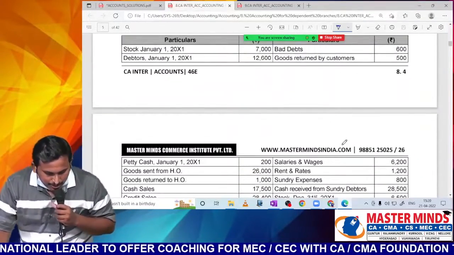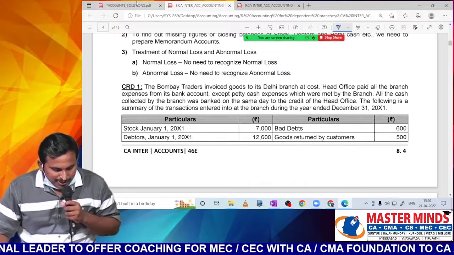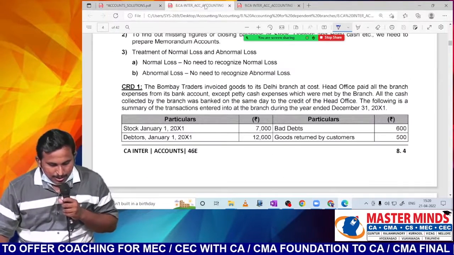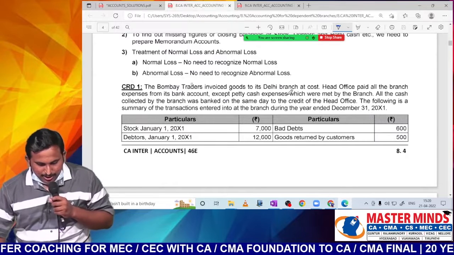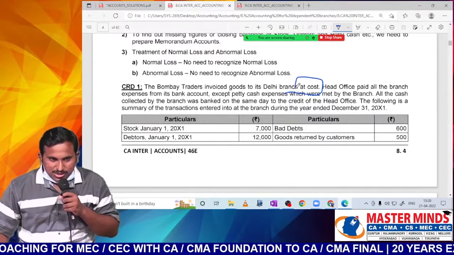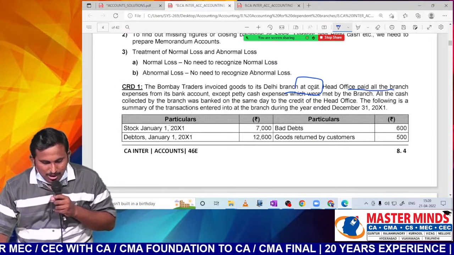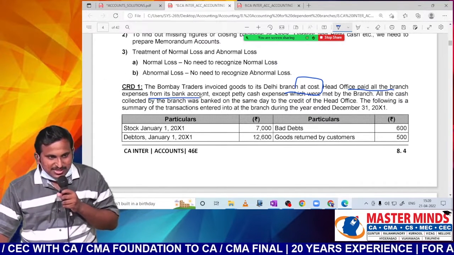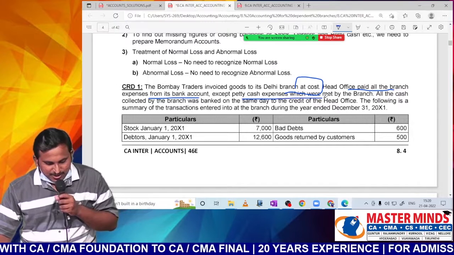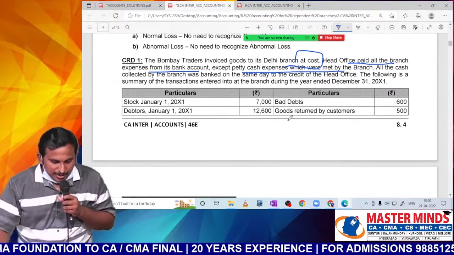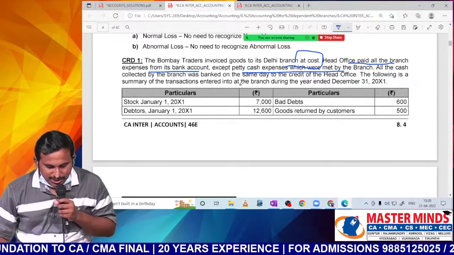Okay, this is question number 1, sir. I'll just open the solution and show you simultaneously. Now look here, sir. Here the invoicing is done at what, sir? Cost. The goods are sent at cost. Head office paid all the branch expenses from its bank account except petty cash expenses, which were met by bank. The following is the summary of the transactions entered into at a branch.